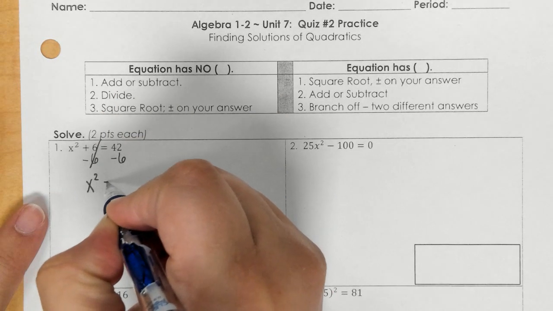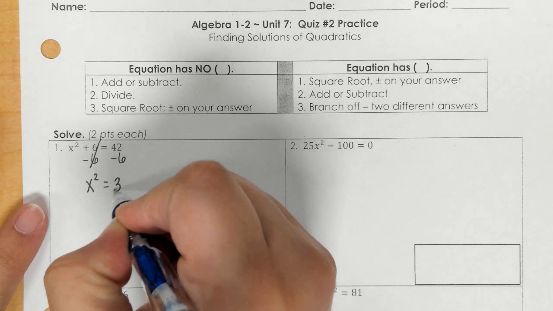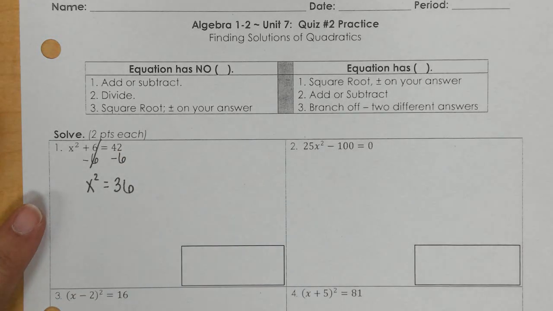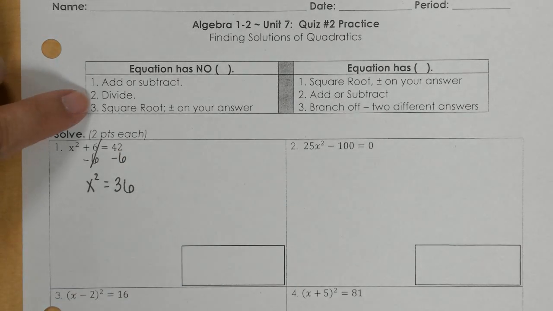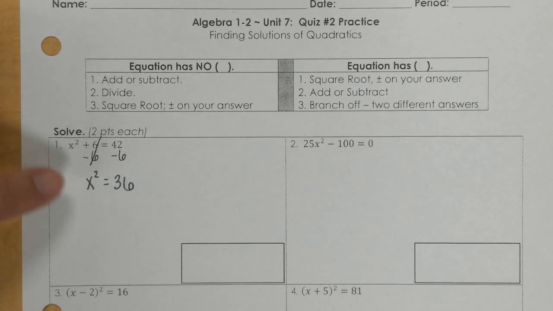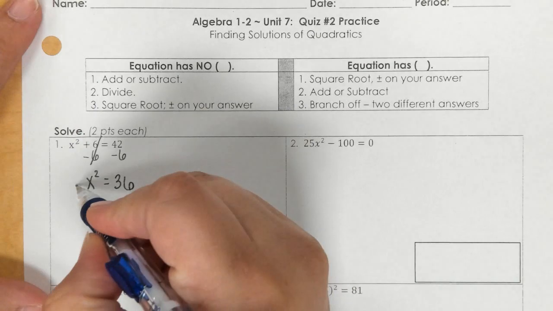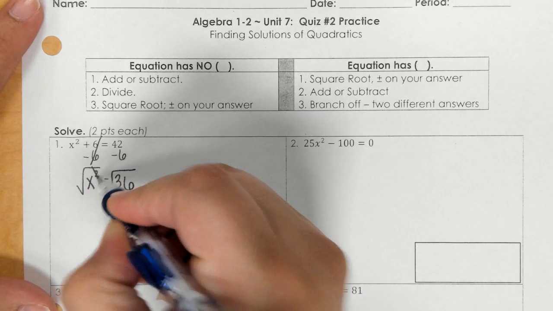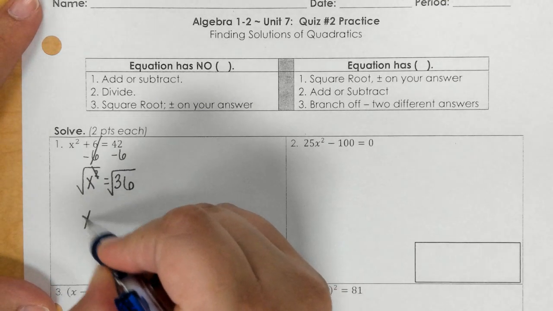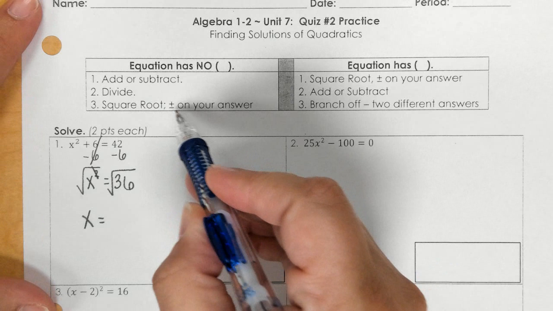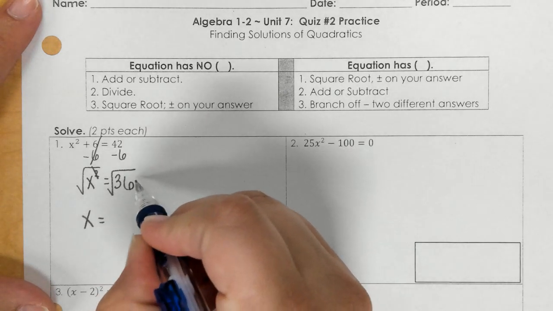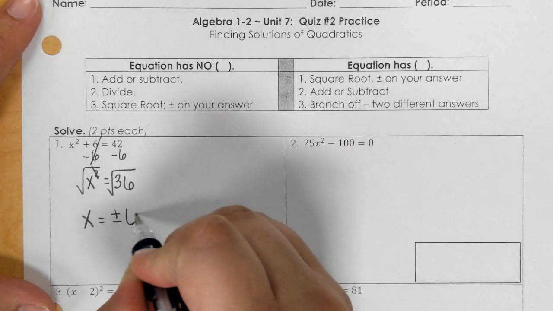And x squared equals 36. Step 2 says divide. Well, there's nothing in front of x squared to divide by besides 1. So I'm not going to divide. Number 3, take the square root of both sides. Okay, so we've got x by itself. It says put plus or minus on your answer. So the square root of 36 is plus or minus 6.